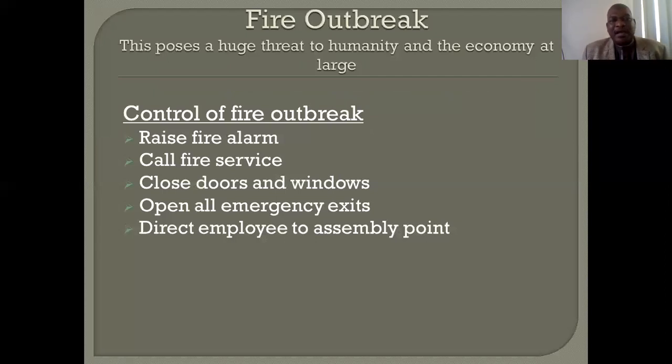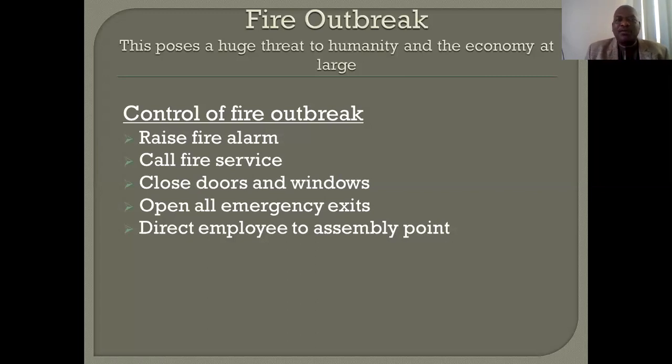In the case of fire outbreak, the first thing you need to do is to raise the fire alarm to inform almost everybody in the environment that there is a fire incident. They should prepare for it. Secondly, you can call the fire service men to come and assist because you don't know the intensity of the fire, so that it will not overwhelm you. Thirdly, you close all the doors and the windows within the vicinity so that air will not enter to blow up the fire so that it will not escalate.